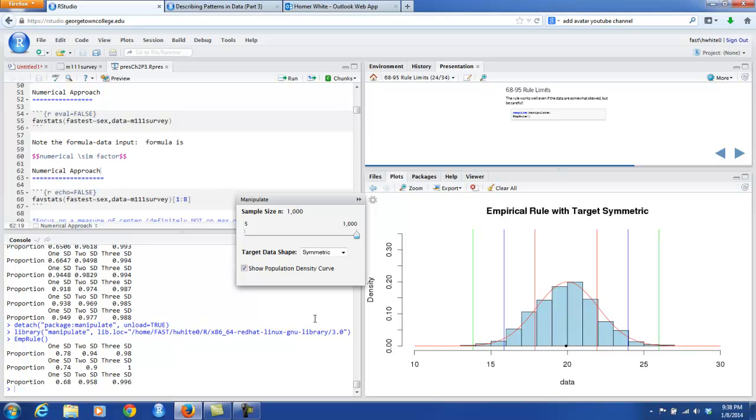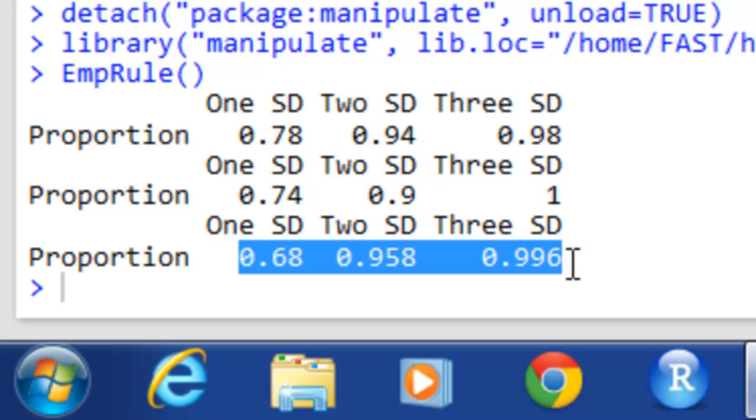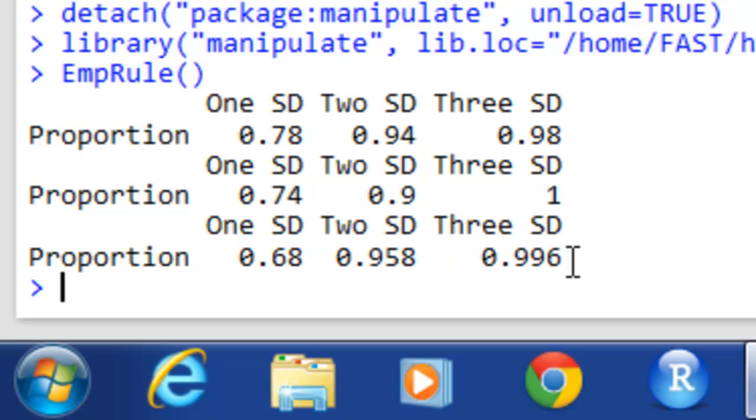So with a larger sample size, you might expect that the histogram for the sample more closely resembles the population, and it does. And look at this. Over in the console, the predictions that the 68-95 rule makes are almost perfectly borne out. 68% were within 1 standard deviation of the mean, about 95% within 2 standard deviations, and 99.6% were within 3 standard deviations of the mean.